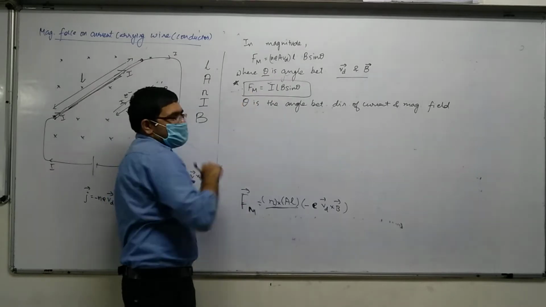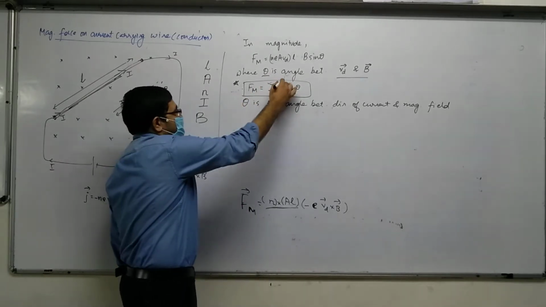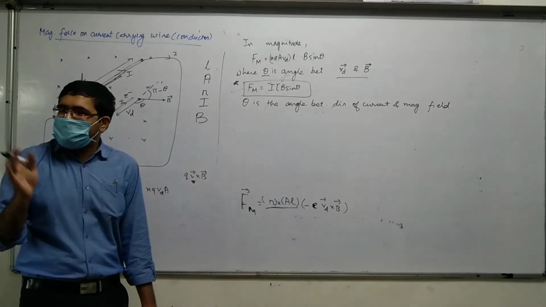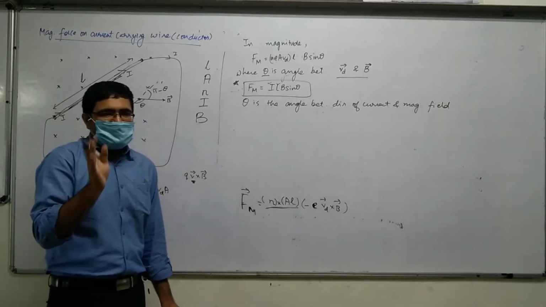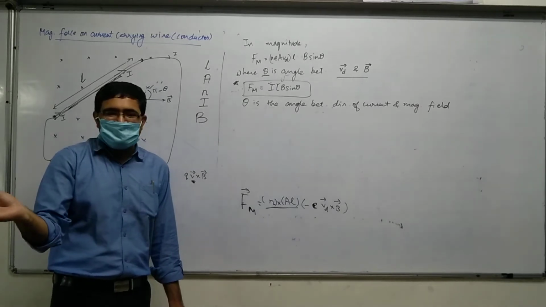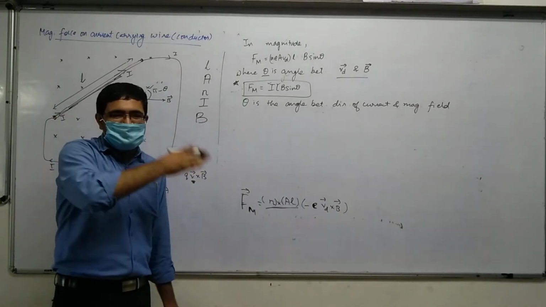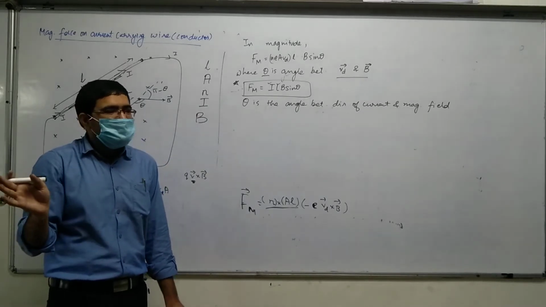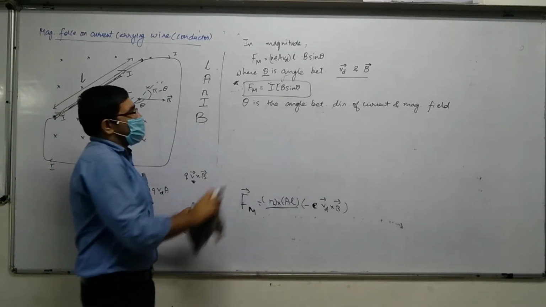Is current a vector? Is length a vector? No. But with length you can still assign a direction. Length could be in any way: this side 1 meter, this side 1 meter, that side 1 meter. It makes some difference. Yes or no? Yes. You get what I'm saying? So that's what we choose to do.